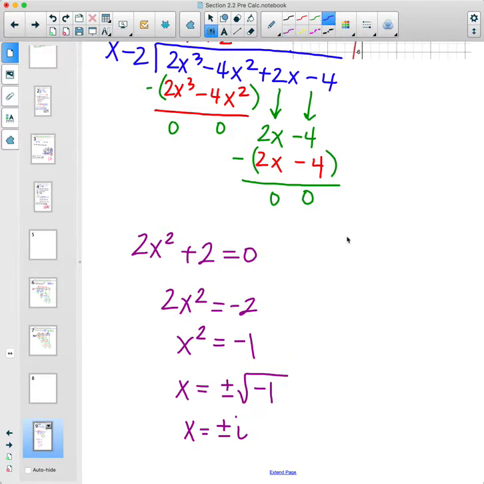So the 3 roots that we get for this polynomial: the real one we saw on the graph was x equals 2, and now we solved for i and negative i. That gives us 3 total roots, 1 real one and 2 imaginary.